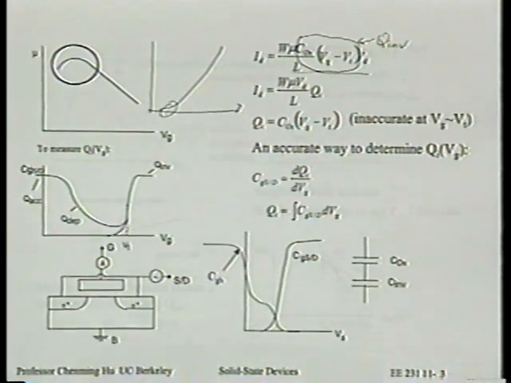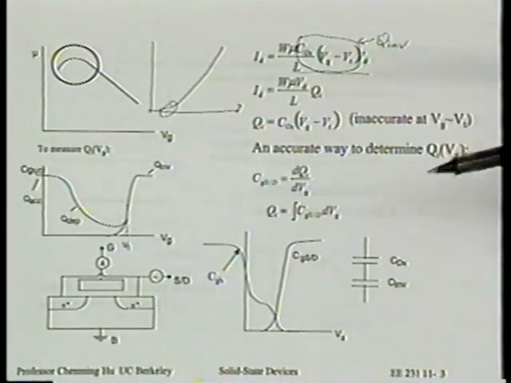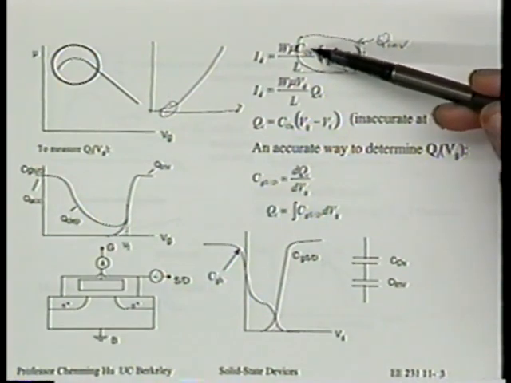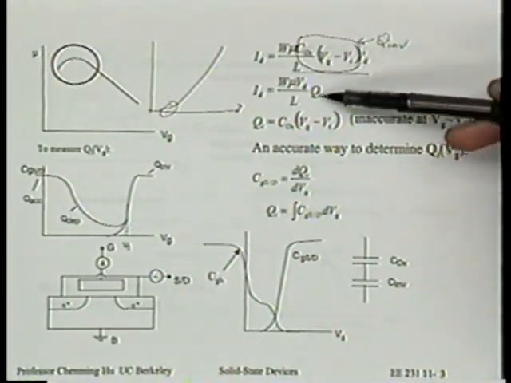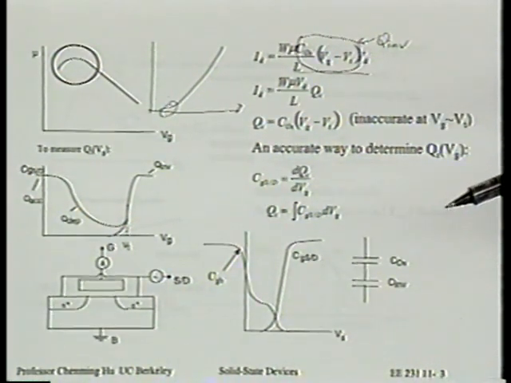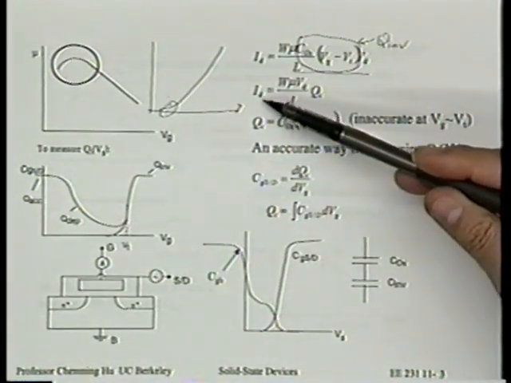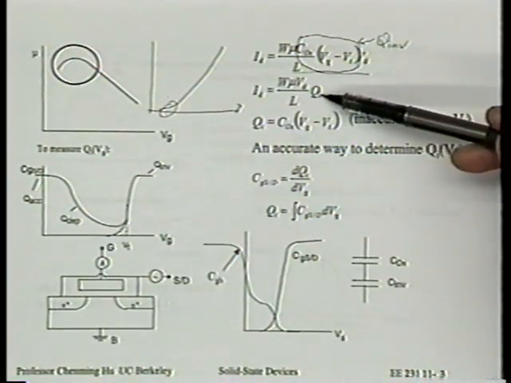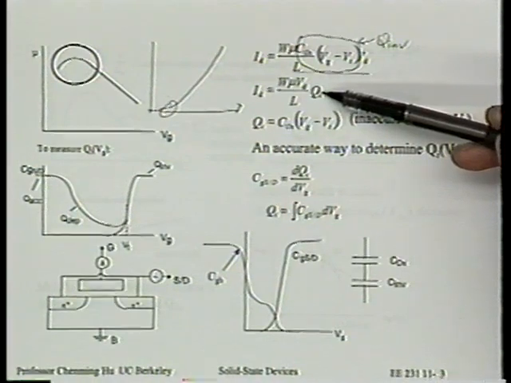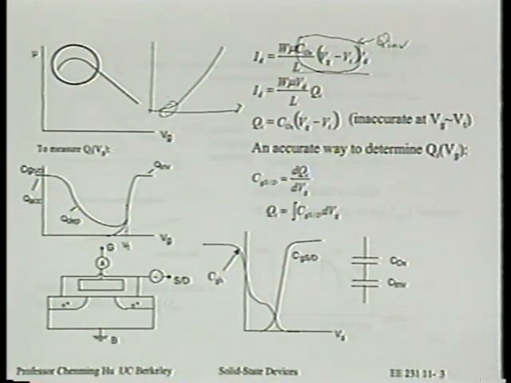So the question is, can we measure Q inversion rather than relying on Cox and VT and VG? Can we directly measure Q inversion at every VG? We can measure ID at every VG. If we could also measure Q inversion at every VG, then we get mobility. And the answer is we can.